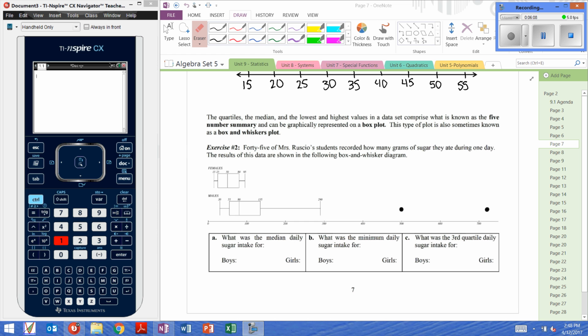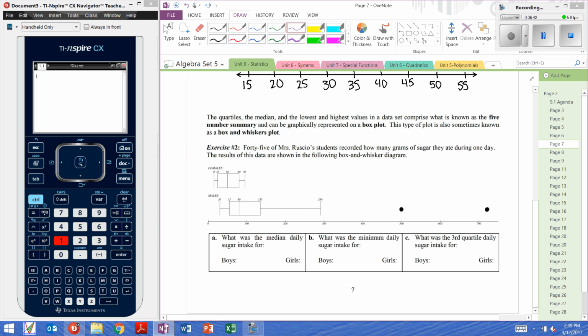Moving on to exercise number 2, what we can see here is that 45 of Mrs. Ruscio's students reported how many grams of sugar they ate during one day. And the results of this data are shown in the following box and whisker diagram. So they actually have collected the data and organized it for us in 2 different box plots, one being the female box plot and one being the male box plot. So all we need to do now is answer the questions that follow.